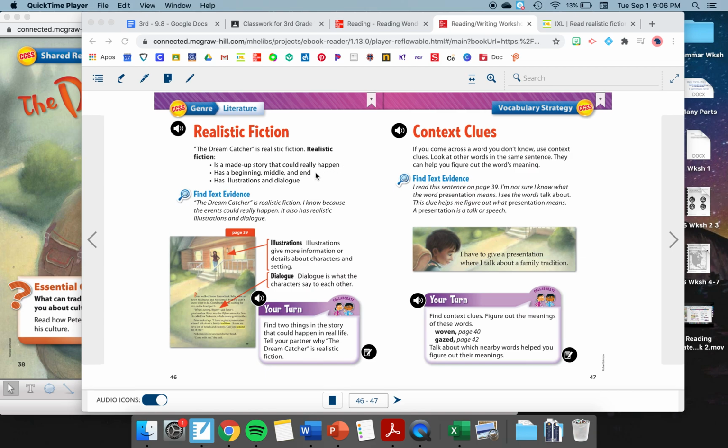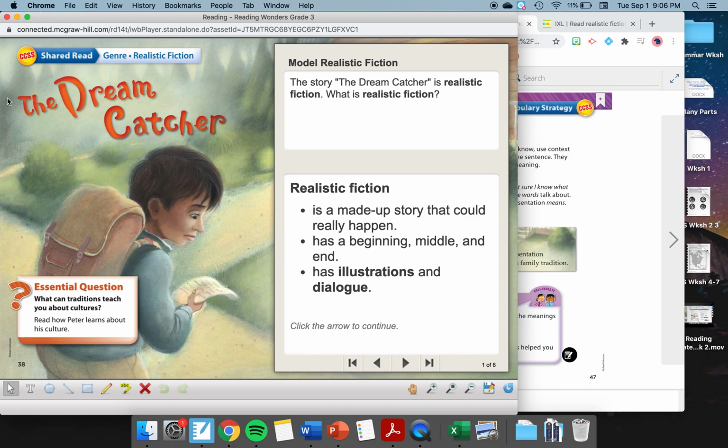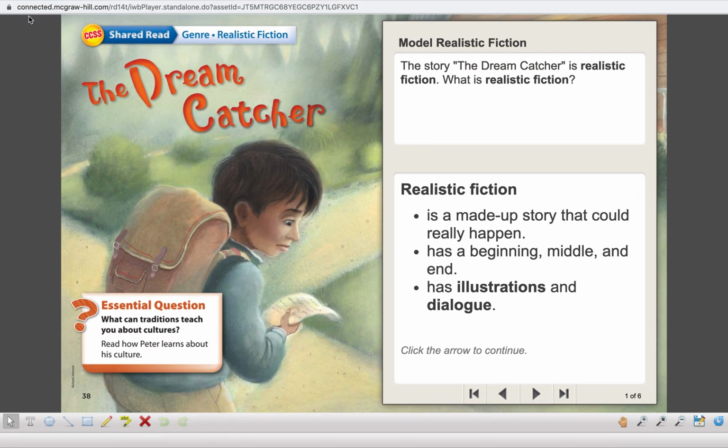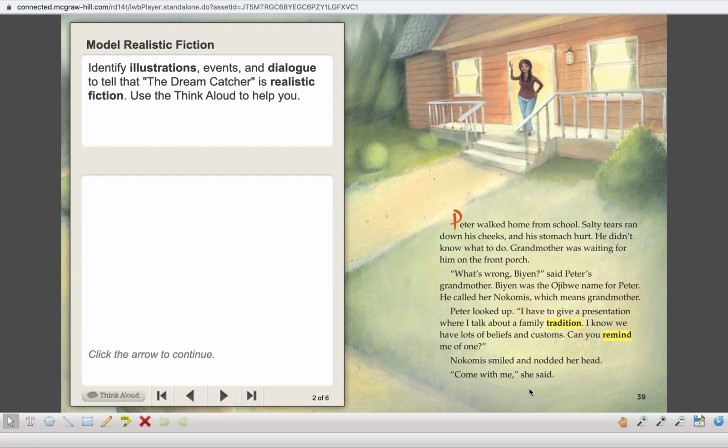Two, it's got a beginning, a middle, and an end. And three, it has illustrations and dialogue. Let's go ahead and take a look at our realistic fiction. Okay, these are the same three things I just said. Made up story that could really happen, beginning, middle, and end, and it has illustrations and dialogue.